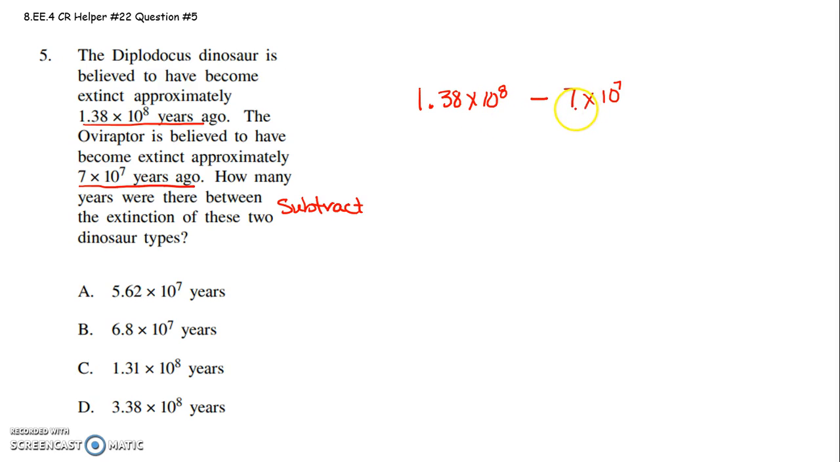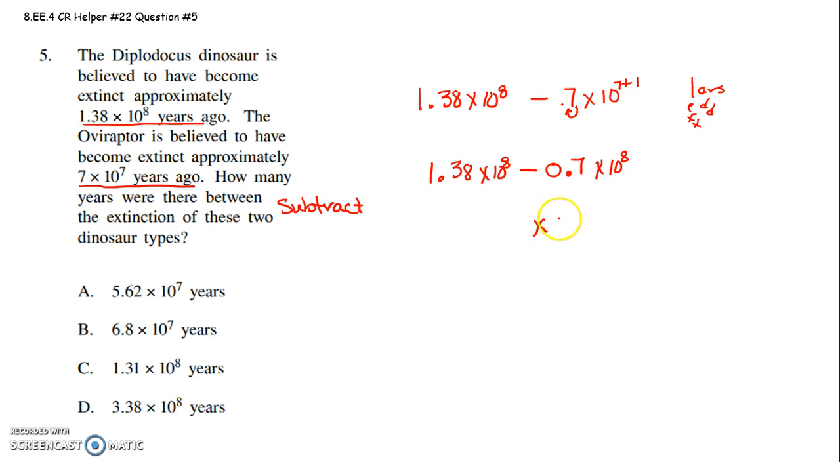So what I'm going to do is take this decimal point here, that's after the 7. I want to change this to an 8. So I'm going to move that decimal point 1 to the left, which means I'll add 1 here. Remember your good friend Lars? Left, add. So now this is 1.38 times 10 to the 8th minus 0.7 times 10 to the 8th. As soon as they have the same exponent on the 10, we know we can actually do the subtraction.